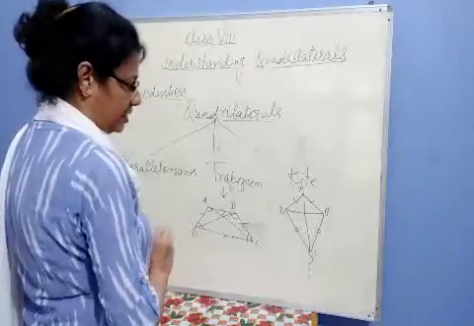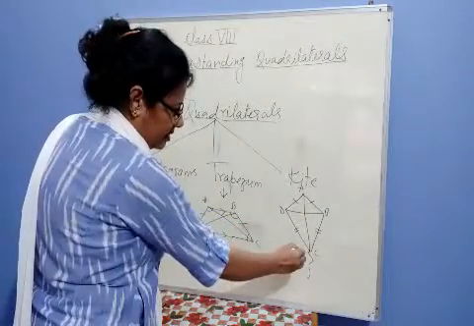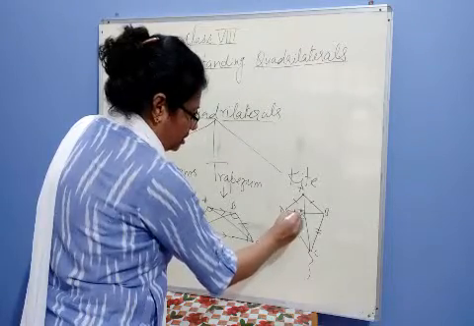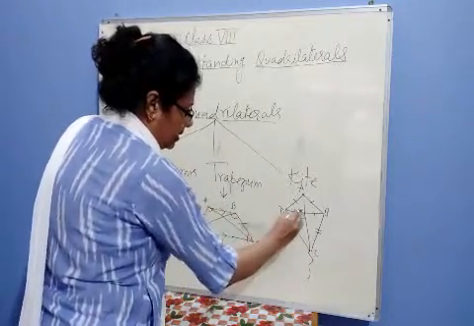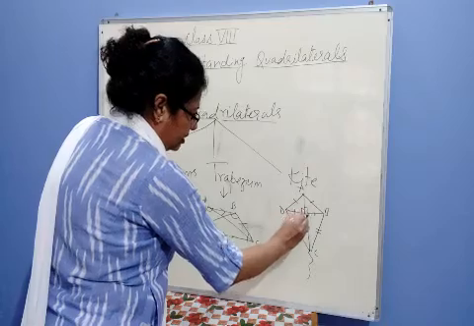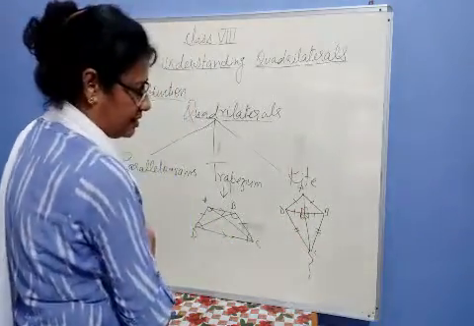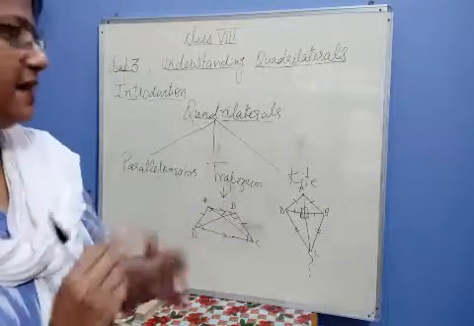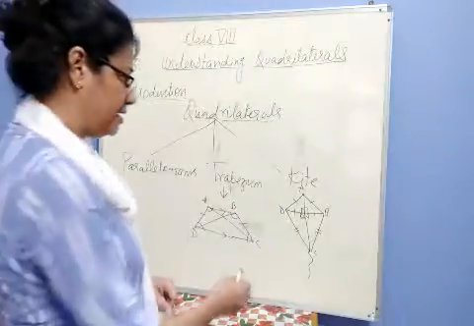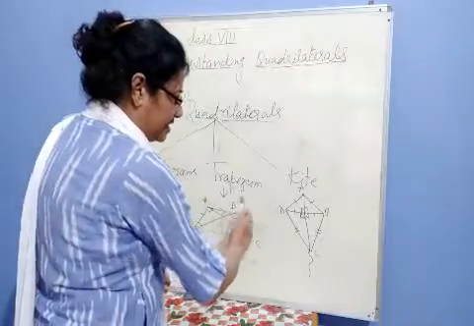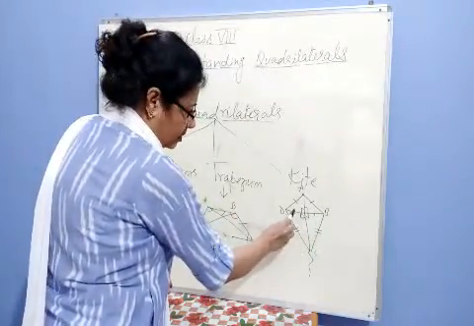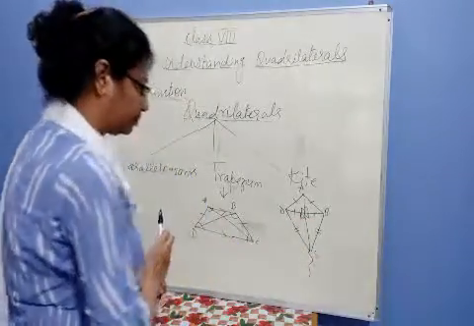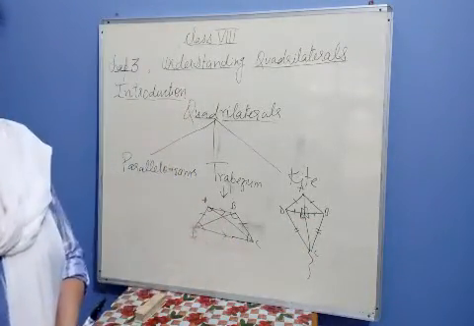Another different property is its longer diagonal bisects the smaller diagonal. Means only OD is equal to OB and 90 degrees each at the center. Means its diagonals intersect each other at 90 degrees and the longer diagonal divides the smaller diagonal in two equal parts, that is OD and OB. So these were the properties of kite.